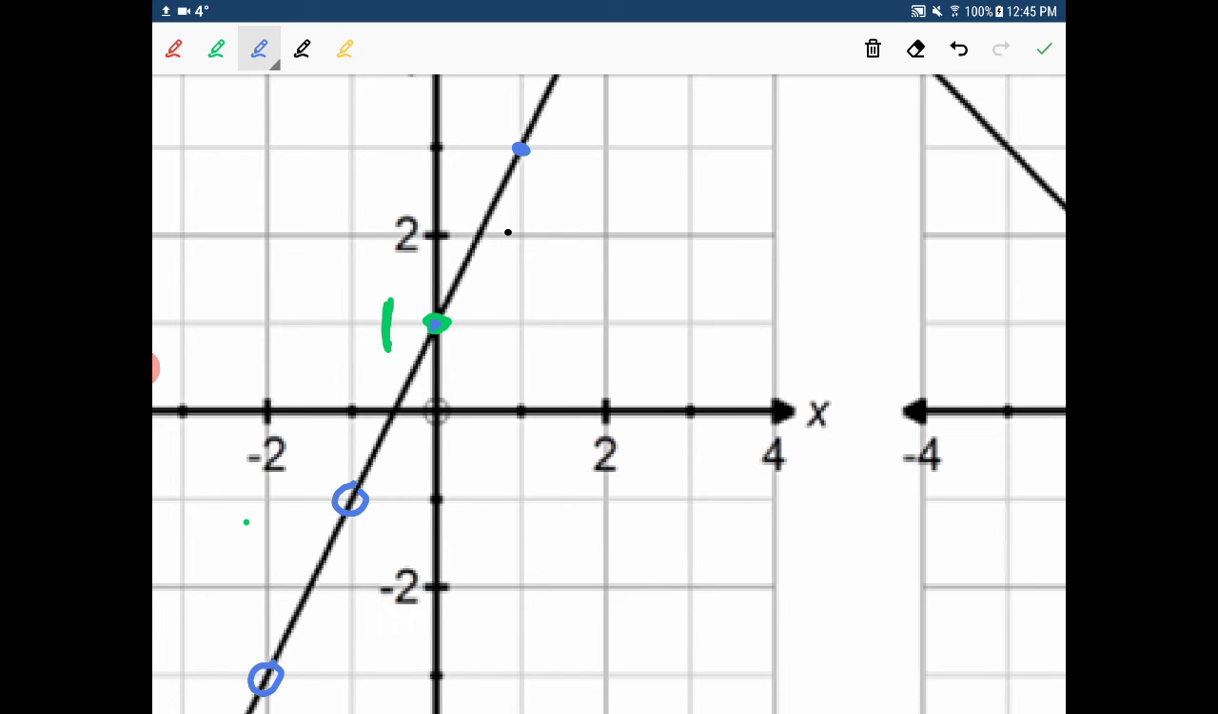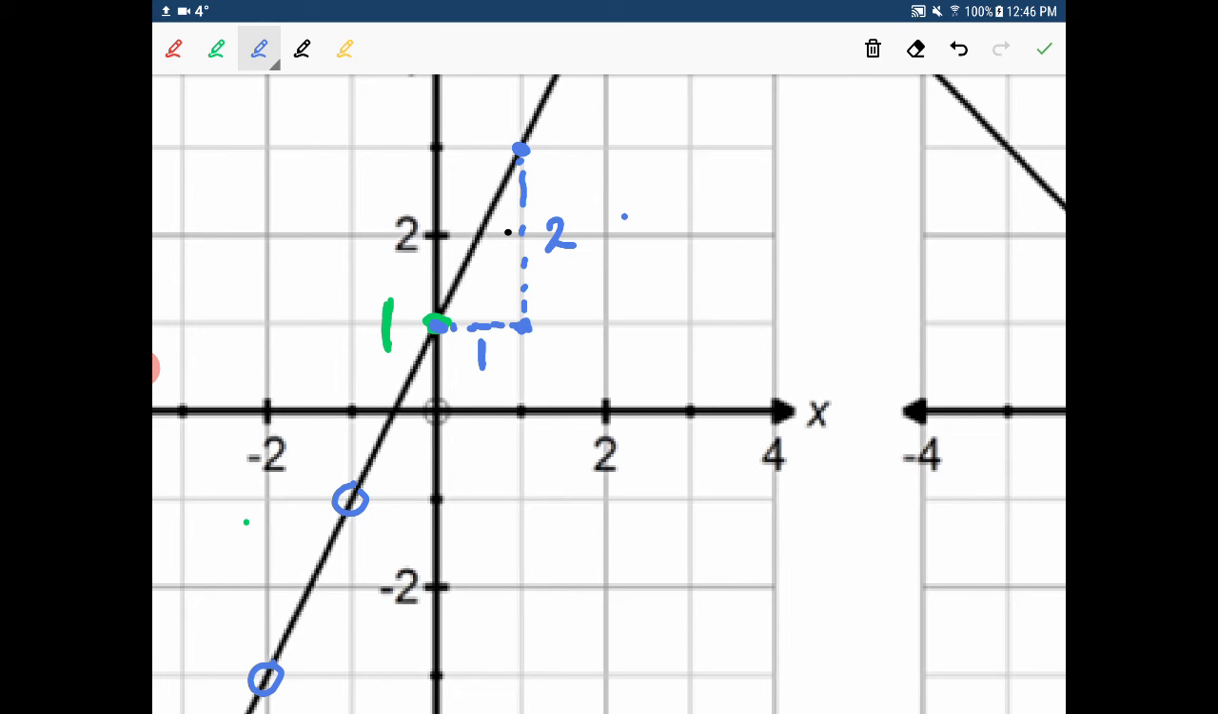So I'm picking these 2 points, and I'm going to make my right angled triangle, and I'm going to say, well, my run here from this point to this point, that's a distance of 1, and from this point to this point, the distance is 2.